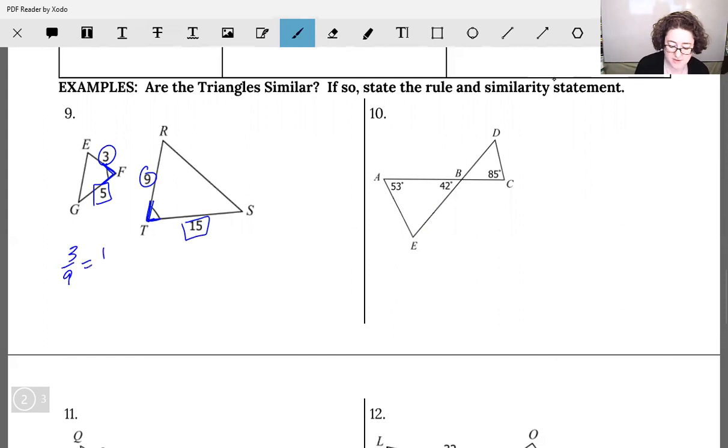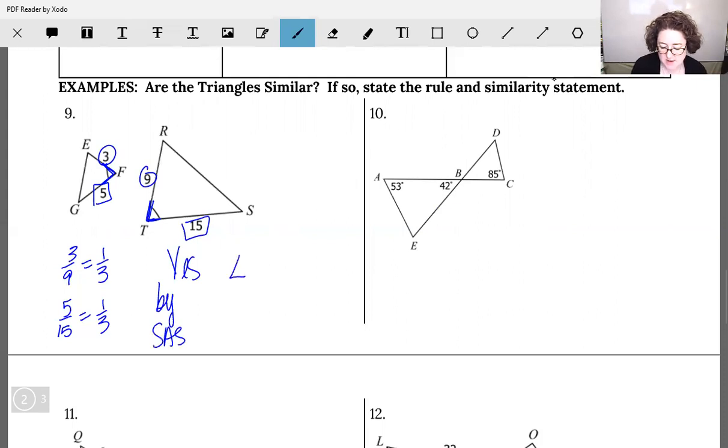So 3 over 9, I know that simplifies out to 1/3. 5 over 15, same thing. Okay, so yes, they're similar. I need a similarity statement now, so I need to actually name the triangles. So yes, by SAS. Just pick a name for your triangles. Again, use your landmarks to help you figure out your order. I'm going to name this small triangle EFG. And notice what I went past. I went down the small side, hit the angle, went through the big side. So down through the small side, hit the angle, over to the big side. So my similar triangle is going to be triangle RTS.